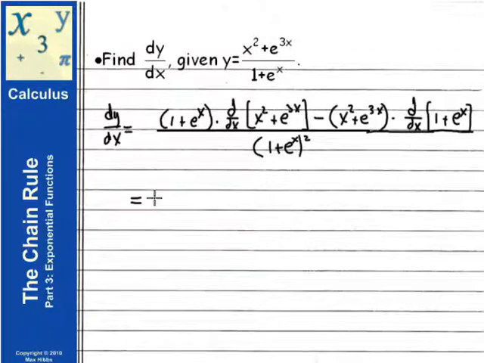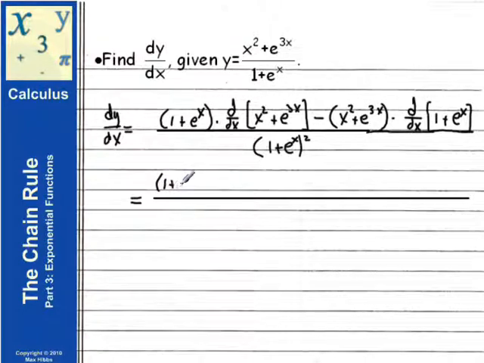Once again, let me draw the division bar. Maybe I'll make it a little longer this time. Okay, so we still have this 1 plus e to the x in this first position. And then we have this derivative to deal with. Well, this derivative is going to have a couple of parts. This is a sum, and so we'll take the derivative of x squared plus the derivative of e to the 3x. We need something here to say that we're going to have several terms, so I'm going to write it in brackets. Well, the derivative of x squared we can easily do. That's simply 2x. But then we have to say plus the derivative of e to the 3x.